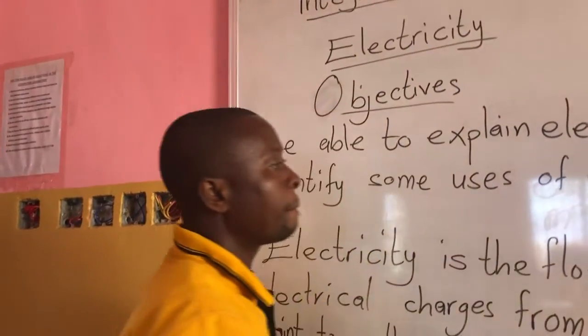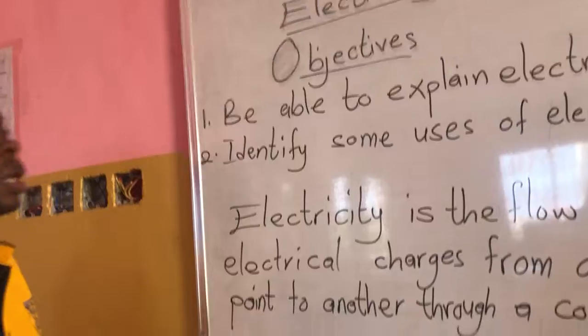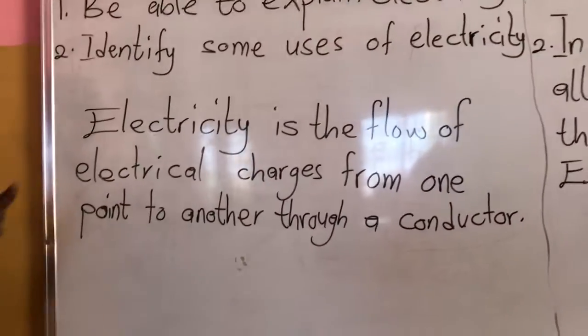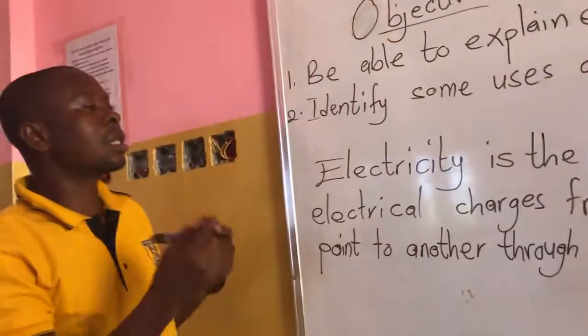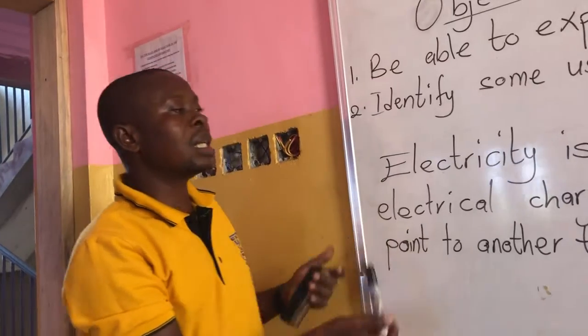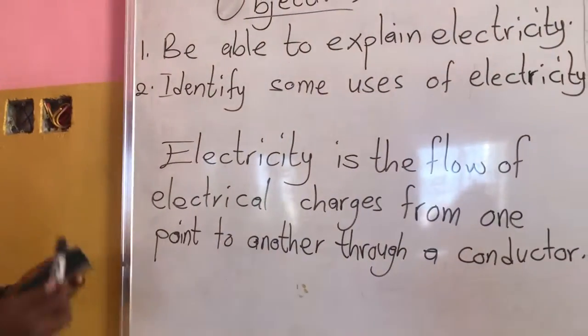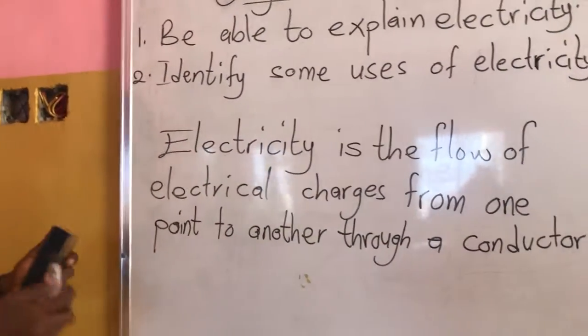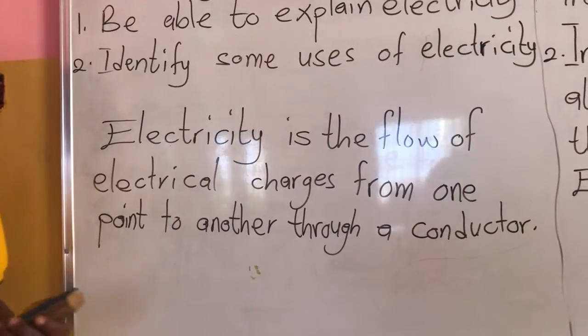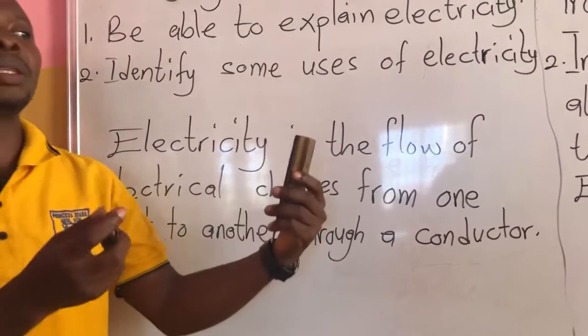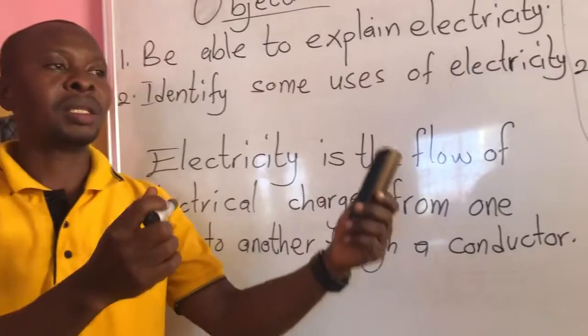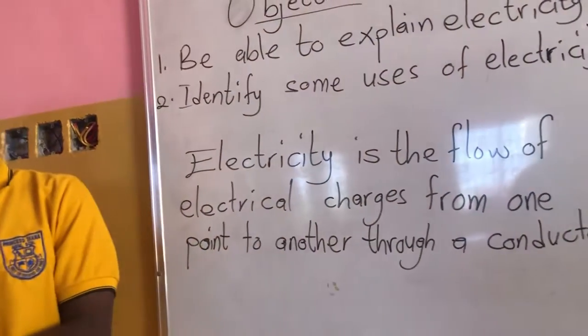Okay, now let's continue. When we say electricity, simply, electricity is the flow of what? Electrical charges from one point to another through a conductor. The flow of electrical charges from one point to another.